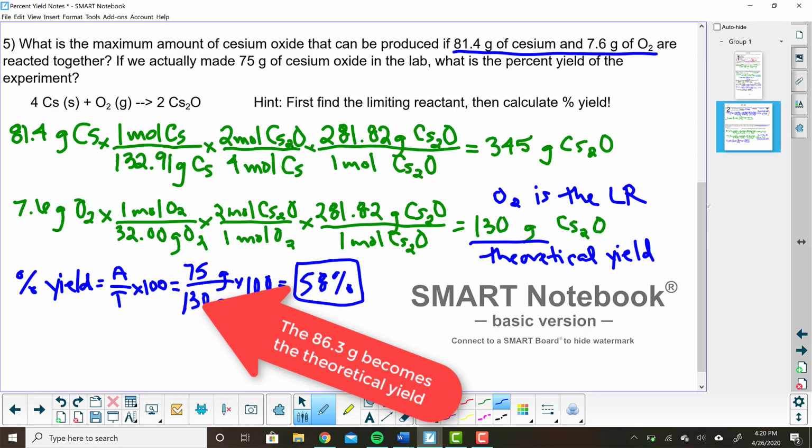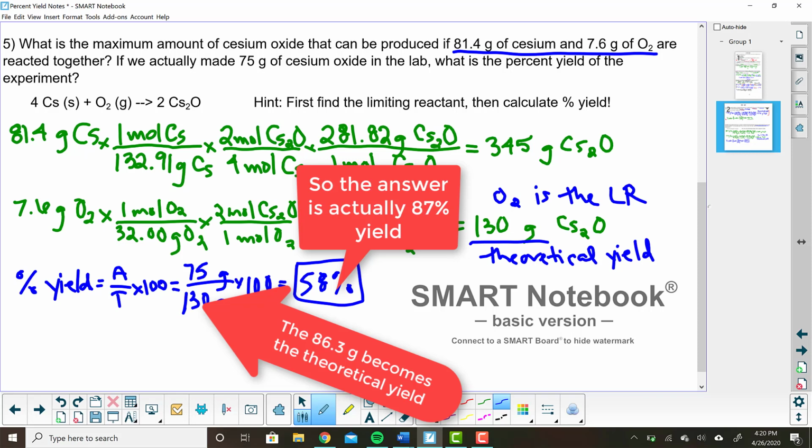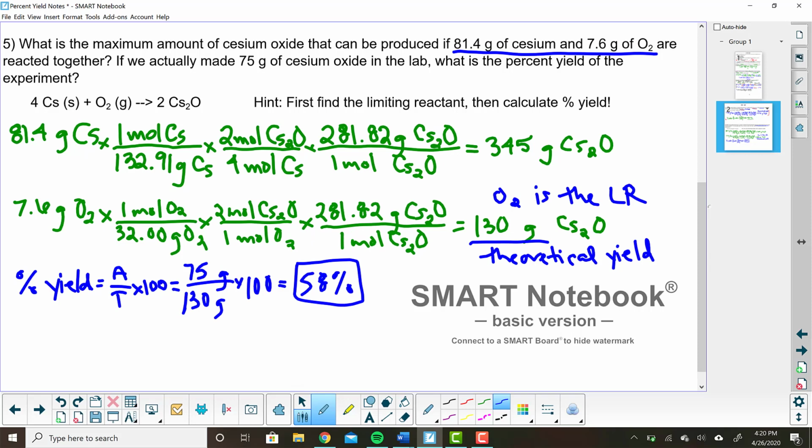Then it's just a matter of using the percent yield calculation. The 75 grams is in the problem. I calculated the 130, and ultimately it gives me a yield of 58%. Now again, if there is something that you missed here, please try again, compare your work to the work shown here on your screen. If there is a huge lack of understanding, I really hope to see you on the Zoom on Wednesday, or please email me with questions.